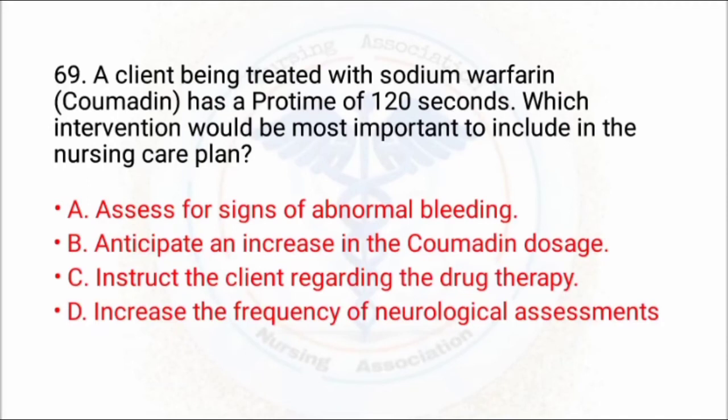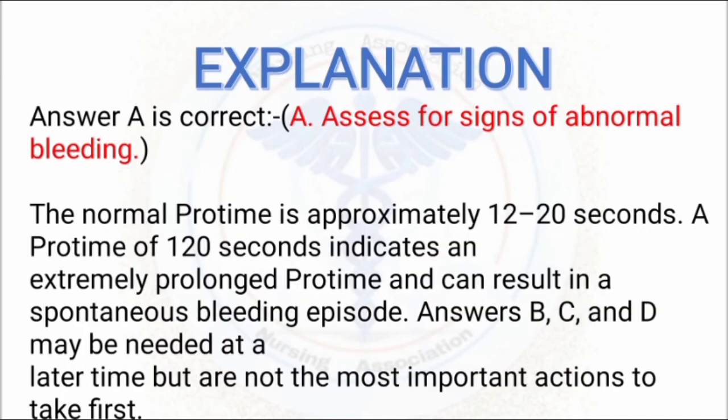So let's see the correct option, and the correct option is option A, assess for signs of abnormal bleeding. So let's see why this is correct. The normal pro time is approximately 12 to 20 seconds. A pro time of 120 seconds indicates an extremely prolonged pro time, which can result in a spontaneous bleeding episode.